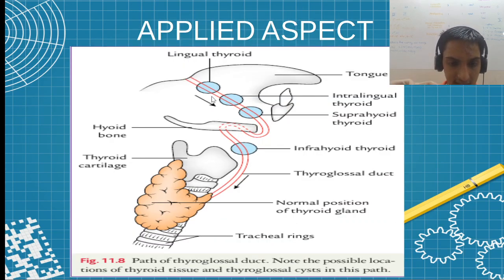Now here we can see the possible locations of the thyroid, where the defect is. Lingual thyroid: please remember, lingual means tongue. And intralingual, within the tongue, can also happen. Then supra and infrahyoid thyroid. Suprahyoid is above the hyoid bone, infra is below. That's all. So these four sites are important.